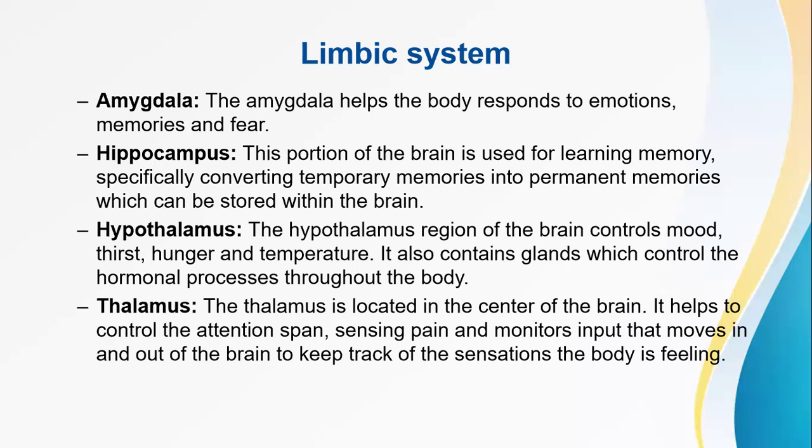And last but not least, the thalamus. The thalamus is the one that is located in the center of the brain. It helps to control the attention span, sensing pain, and it monitors input that moves in and out of the brain to keep track of the sensation the body is feeling. So those are the main components with their functions of this limbic system.